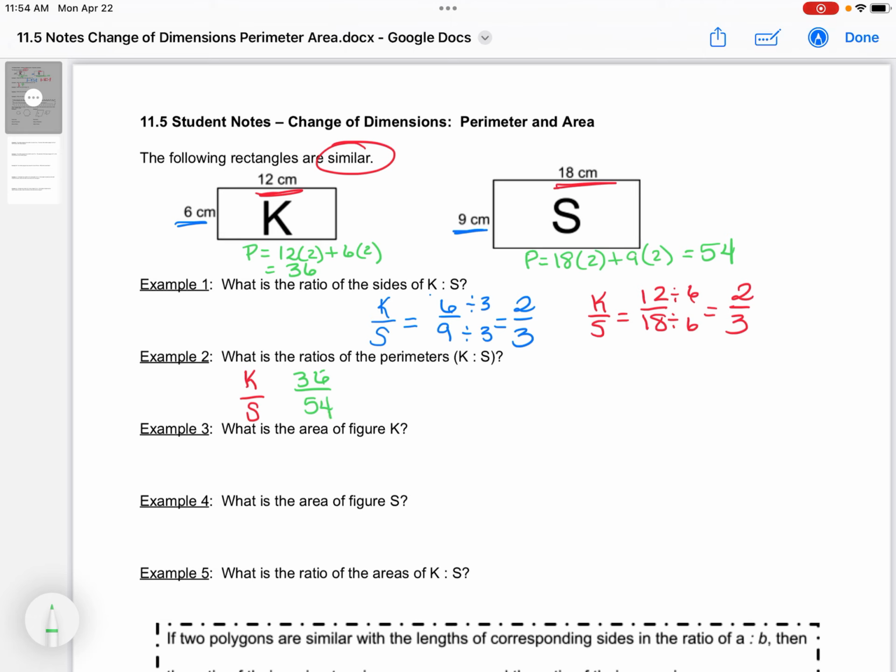I know I can divide by 2, so I'm just going to divide by 2. I'm sure there's another number, but I don't know it off the top of my head, so that's going to be 18 over 27. And I can divide that by 3 or 9. So I have 6 over 9, which is going to look just like the same ratio as we had for the sides.